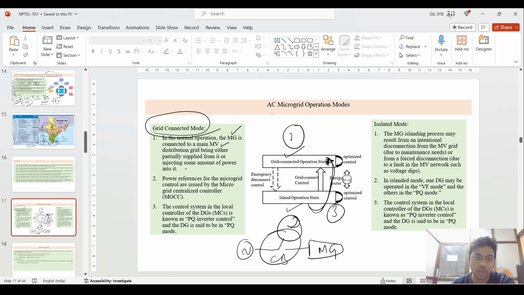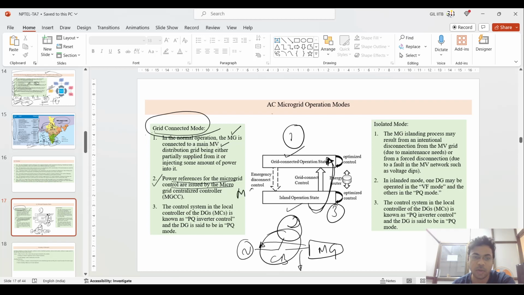So the power supplied by this microgrid can be injected into the utility grid, distributed to the MV line. It can distribute this power, and if you are connecting a load, the microgrid can also send this power to the load.